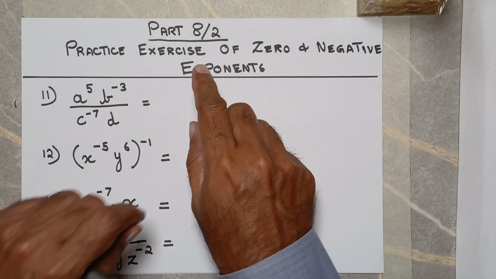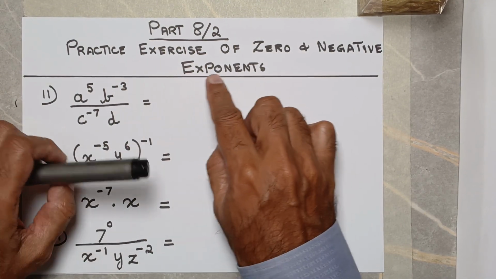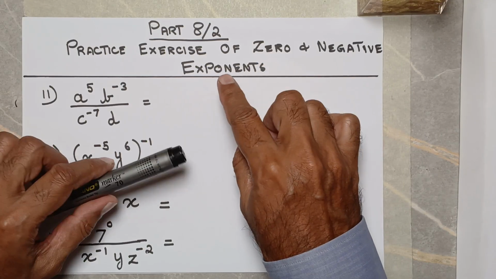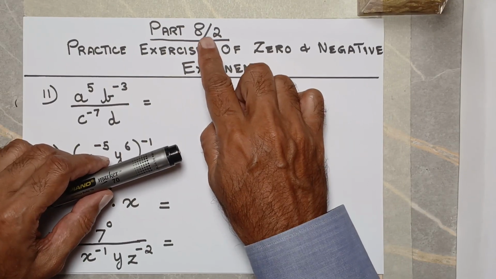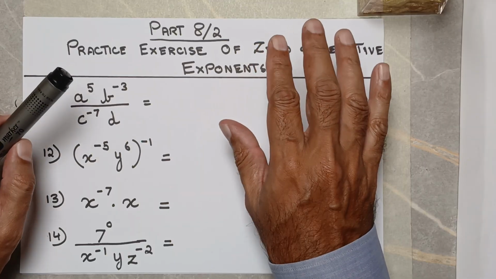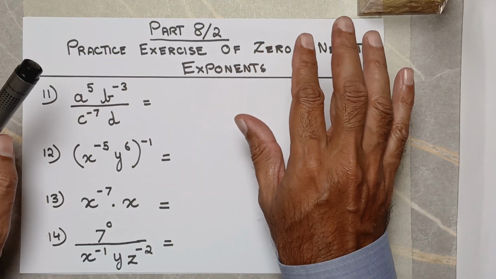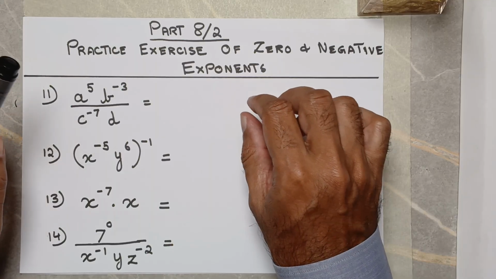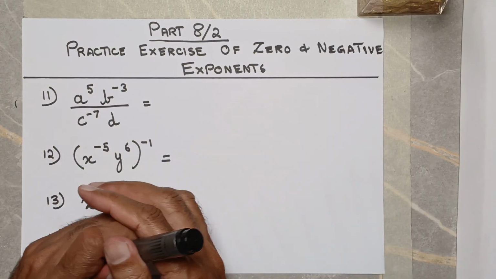Today is part 8/2 of the practice exercise on zero and negative exponents. It is a continuation of our part 8/1. Those who have just joined, please see our previous videos regarding the 7 basic fundamental rules of the exponents. So now let's begin.